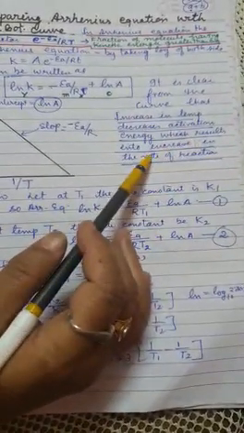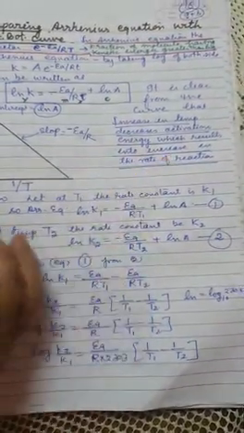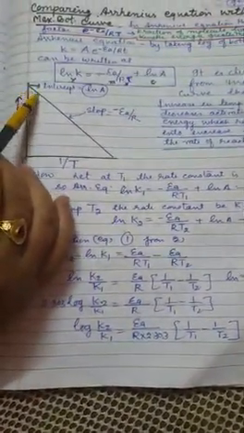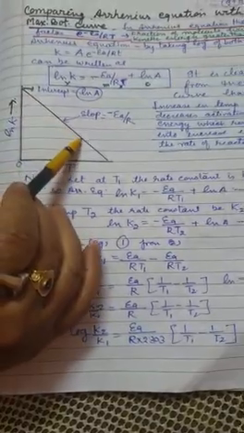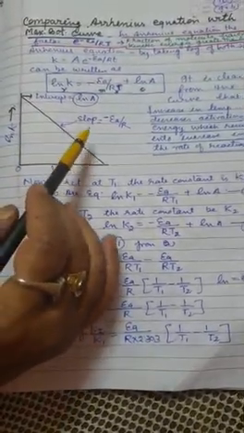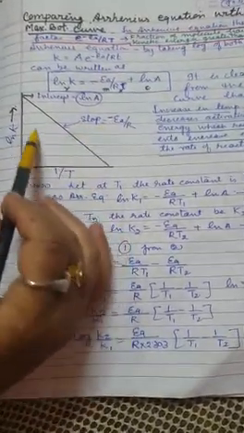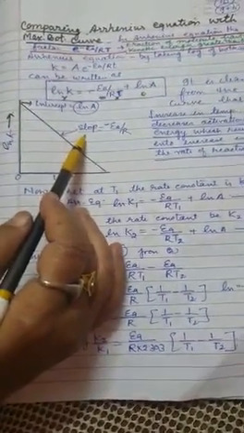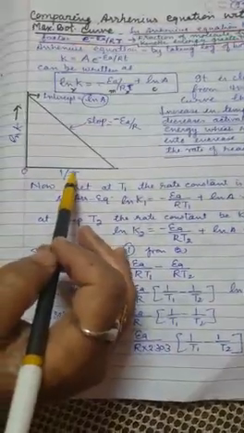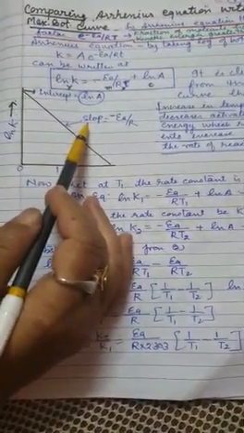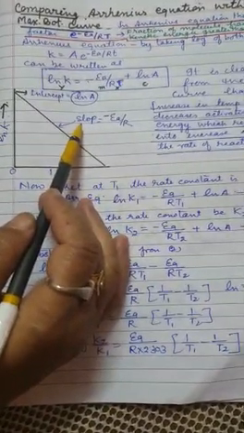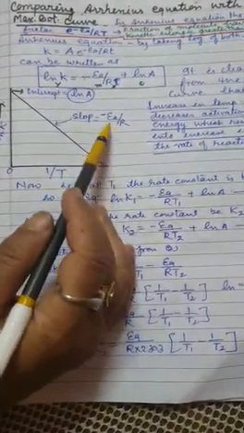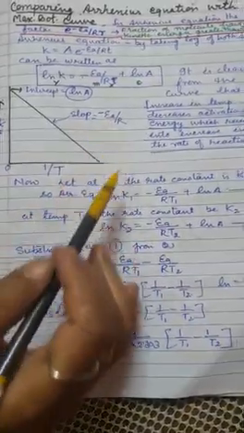When we plot ln k versus 1 upon T, the negative slope gives us the value of Ea upon R and the intercept gives us the value of ln A. The T I have written here in capital means we have to take which temperature? Temperature in the absolute scale.